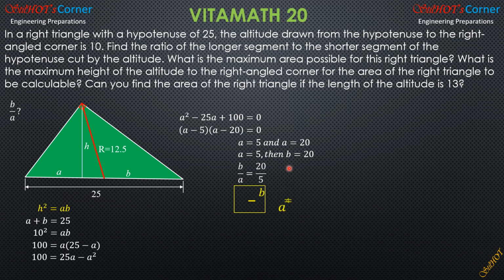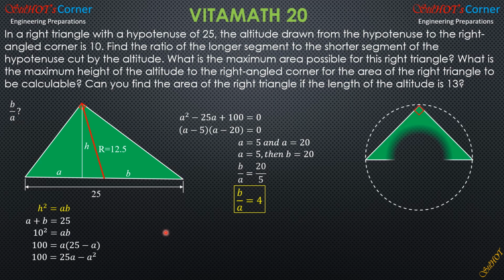So that's the answer to the first question. Then, what is the maximum area possible for this right triangle? So based on the figure, the height h should be maximum equal to the radius. So it should be the radius, so that is the center is directly below this right angled corner. In other words, it should be an isosceles right triangle where the two angles should be 45 degrees each. So this is the situation.